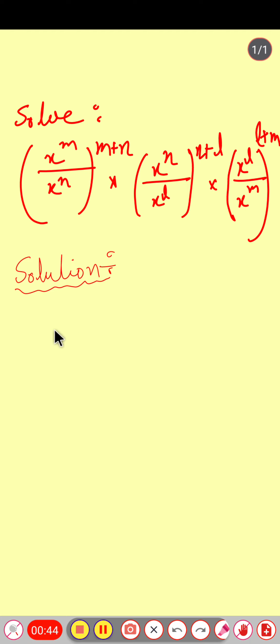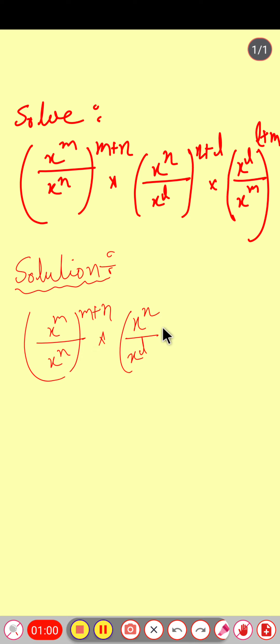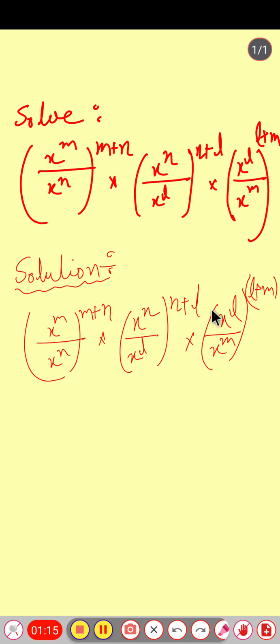So first what we will do, I am writing the whole equation again. (x^m / x^n)^(m+n) into (x^n / x^l)^(n+l) into (x^l / x^m)^(l+m). So this is the equation.